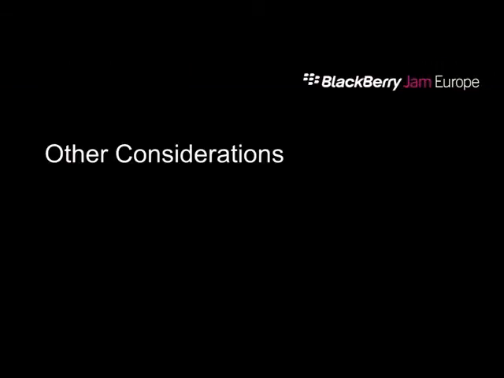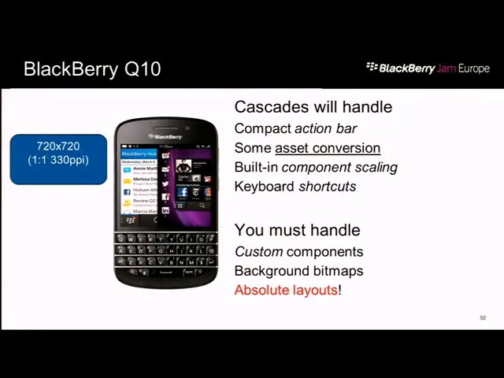Let's look at some of the other considerations, and I'm just going to discuss one point here before I pass it on to Simon. We've discussed how to map the components and the UI from iOS to BlackBerry 10, but that was a lot in light of the full touch screen devices. Now we have some considerations. We've announced the Q10, and so we have a different screen size: 720 by 720, a 1:1 aspect ratio, and 330 pixels per inch.